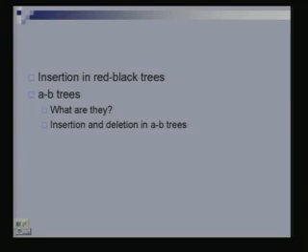Last class we saw what a red-black tree was. We saw the correspondence of red-black trees and 2,4 trees. Then we saw the deletion process in red-black trees. So, this was an extensive process with 6 cases and so on.